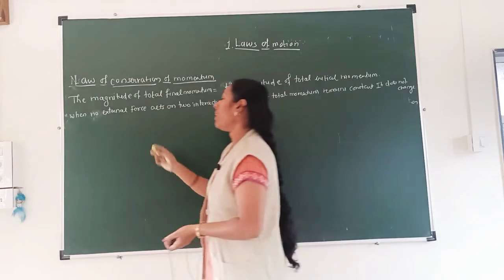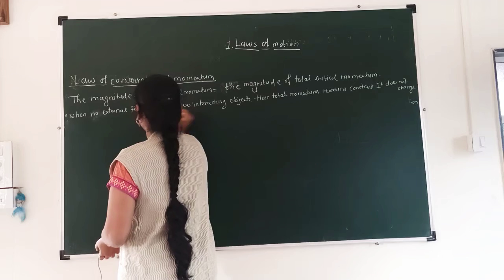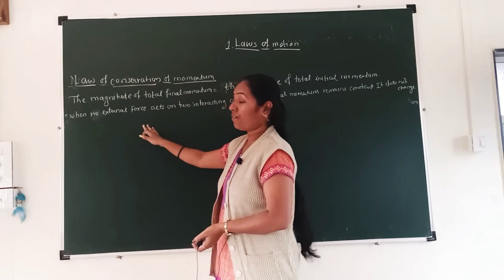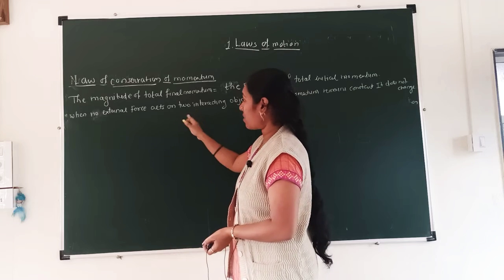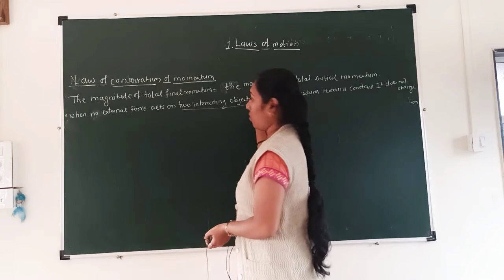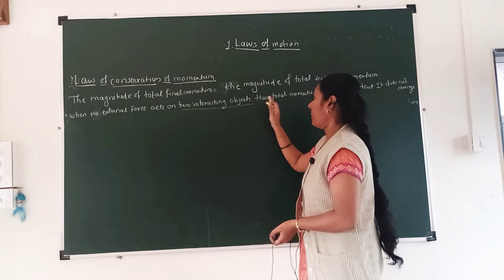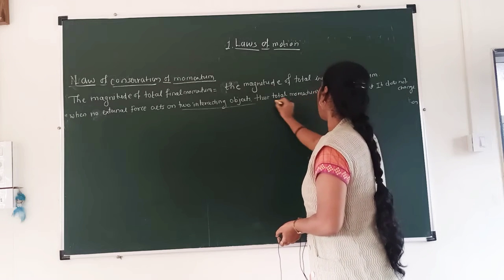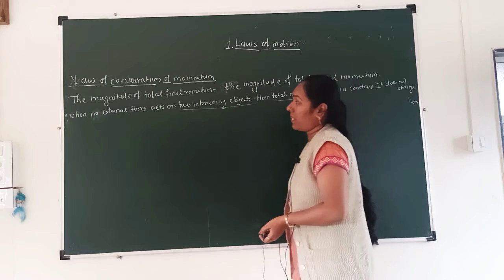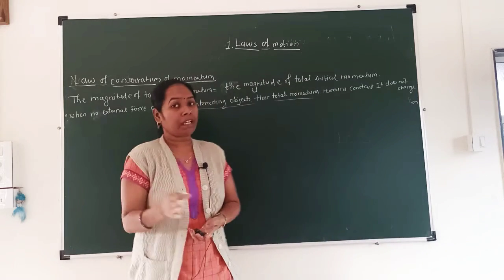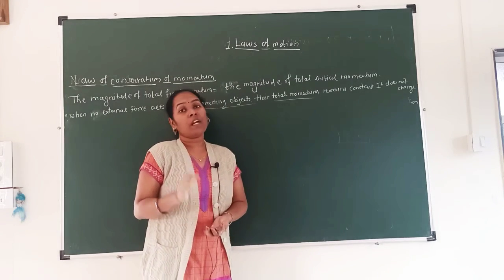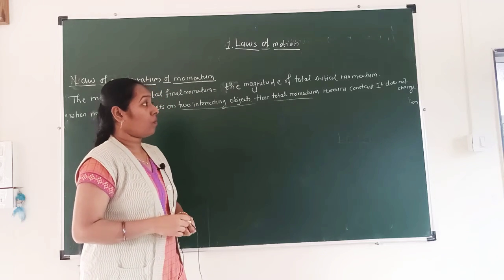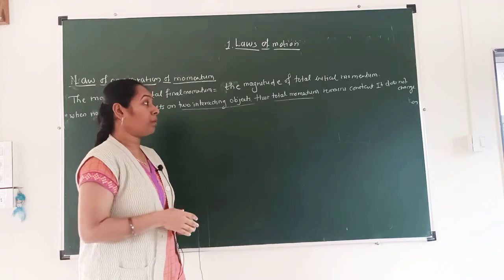See what the words are here: when no external force. If no kind of force acts on two interacting objects, then what is said here? Their total momentum remains constant, meaning the total final momentum is always equal to the total initial momentum. I will show you how it is proved.